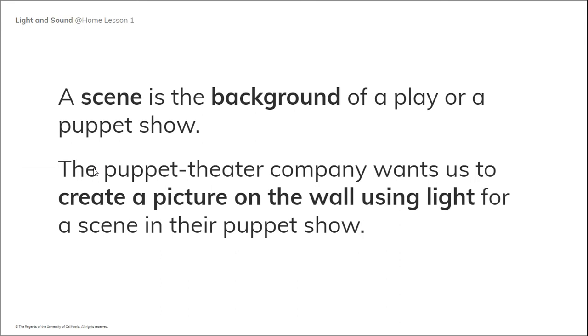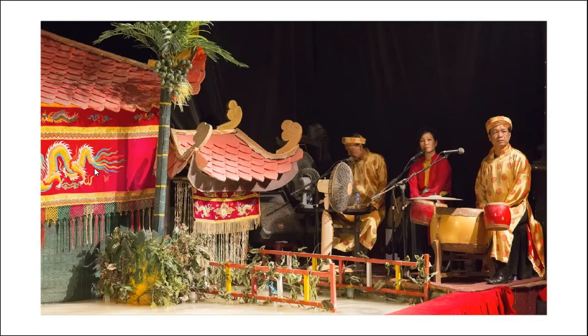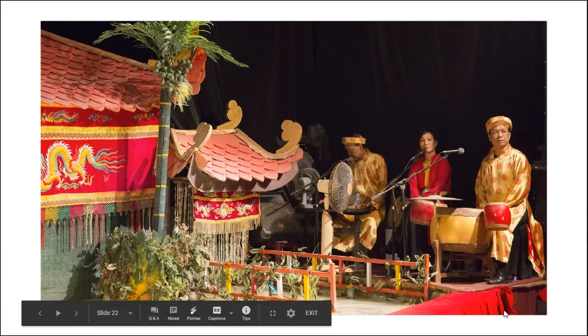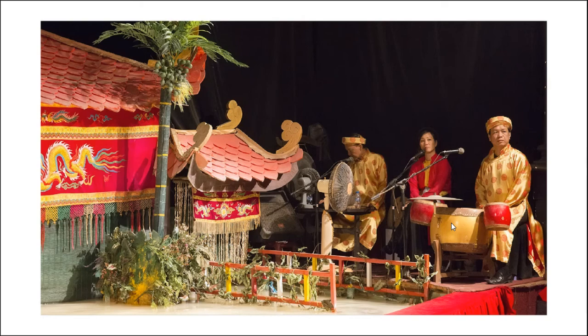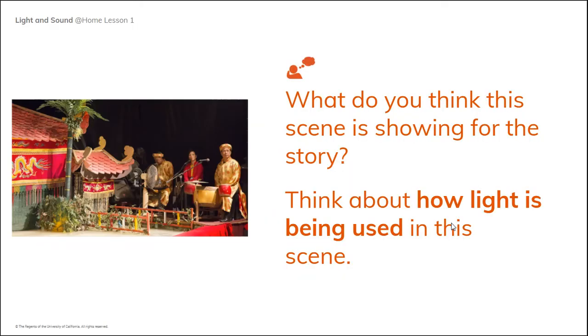Okay. Before we move on, a scene is the background of a play or a puppet show. The puppet theater company wants us to create a picture on the wall using light. Here's some more pictures. This is the scene or the background of their puppet show. Again, you see the musicians over here making music with their instruments. That looks like it'd be awfully heavy to carry. What do you think the scene is showing for the story? Think about how light is being used in this scene.